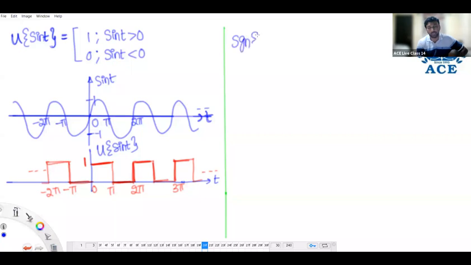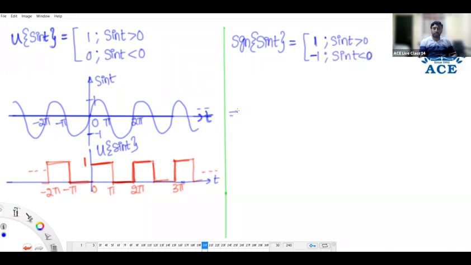Can you tell me what is the change for signum of sin t? What is the change in the graph for signum of sin t? The signum function nature is constant amplitude. Plus 1 for sin t greater than 0, minus 1 for sin t less than 0.